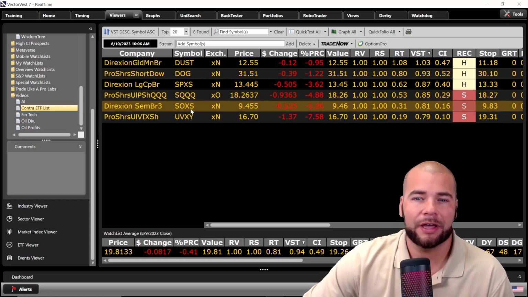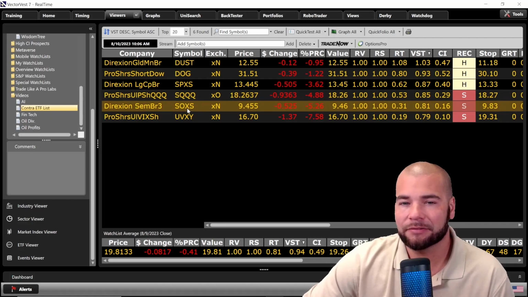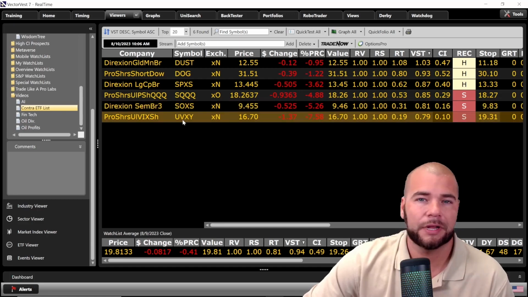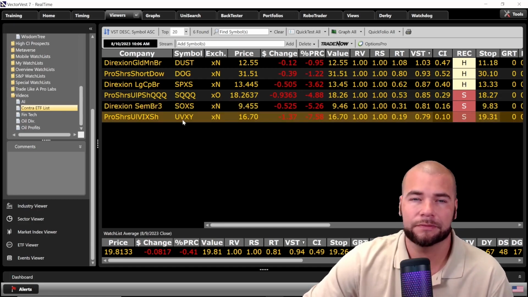And then we do have SOXS. This plays the semiconductors to the downside. It is leveraged as well at 3 times. Now, the last item on the list is UVXY. This does play the volatility index or VIX and is leveraged at 1.5 times.